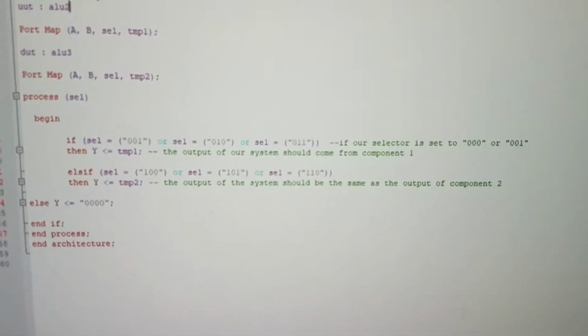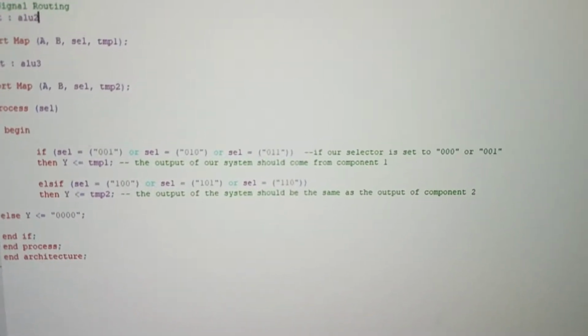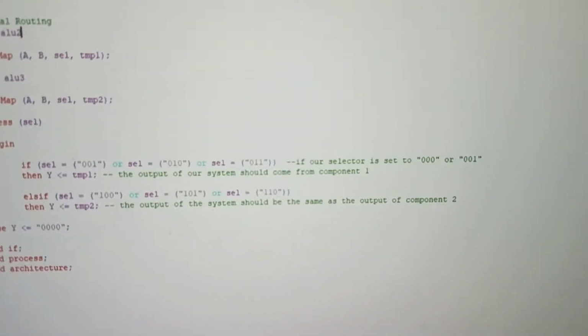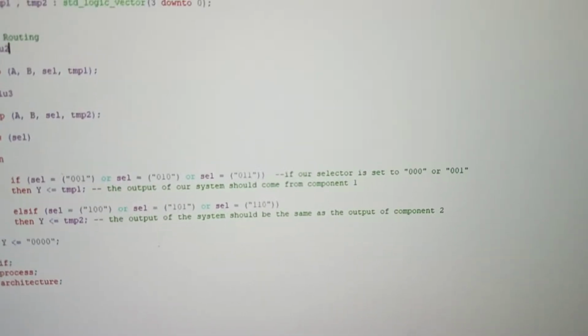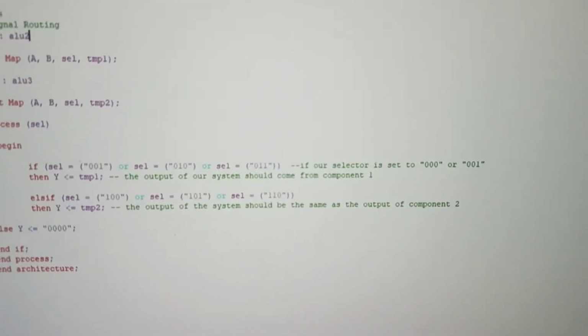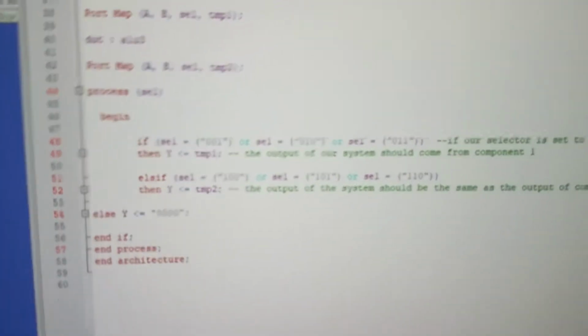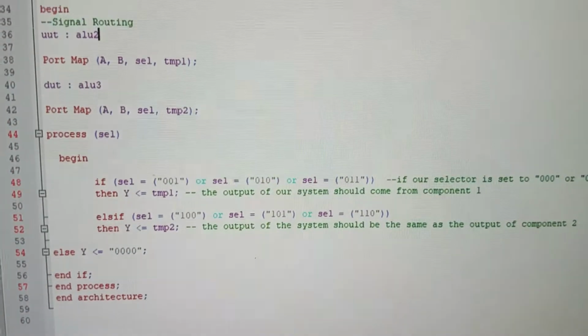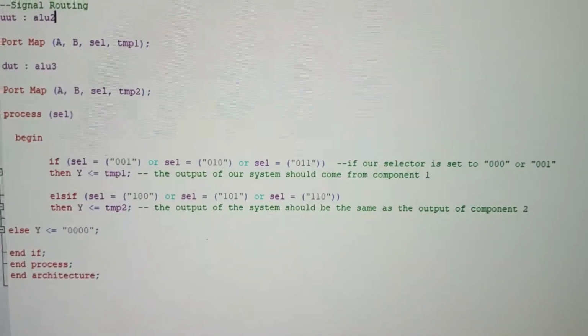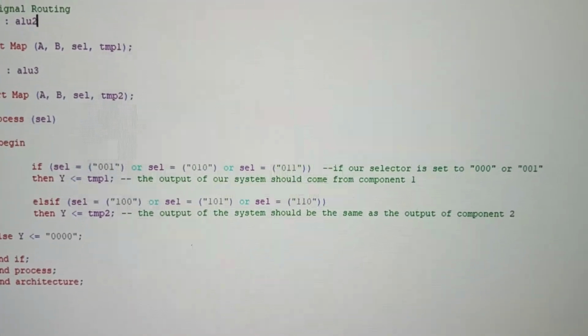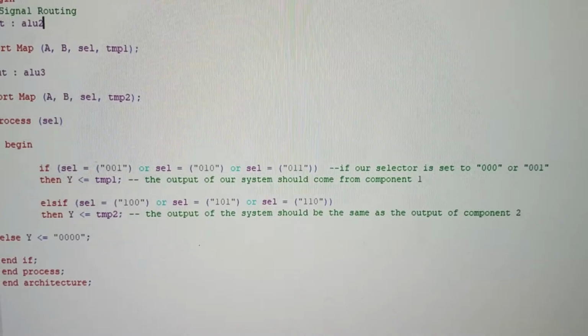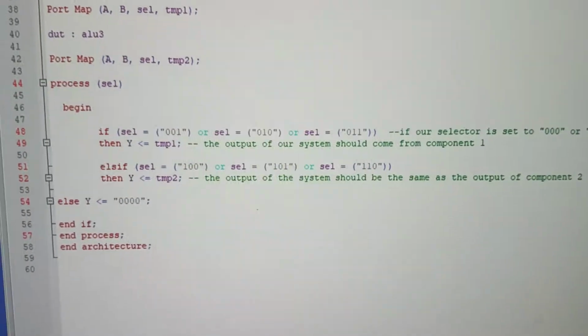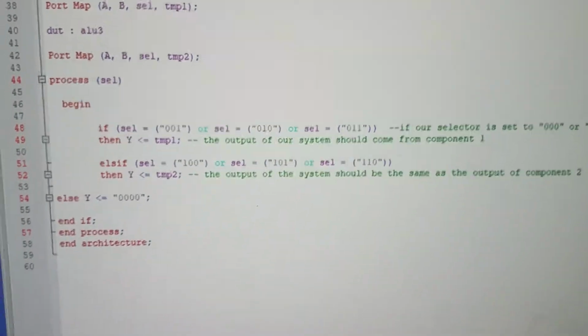And then moving into our process, so if the selector is detecting 001 or 010 or 011, then our output should be received from our first component. If we're detecting 100, 101, or 110, then our output would be coming from our second component. Else Y is 0, and then we go ahead and end our process.